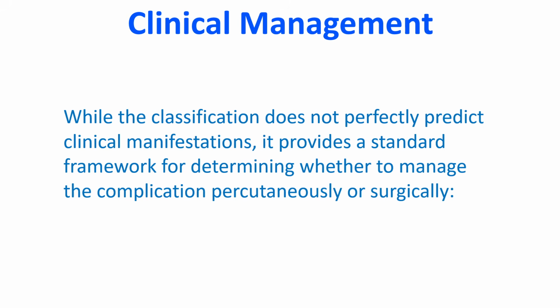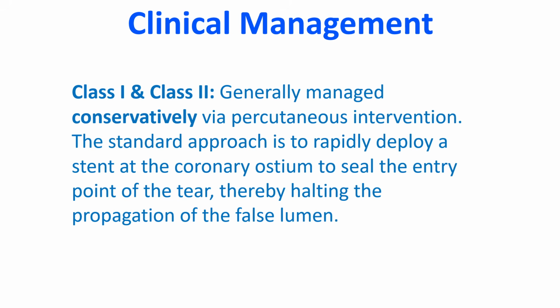While the classification does not perfectly predict clinical manifestations, it provides a standard framework for determining whether to manage the complication percutaneously or surgically. Class 1 and 2 are generally managed conservatively via percutaneous intervention. The standard approach is to rapidly deploy a stent at the coronary ostium to seal the entry point of the tear, thereby halting propagation of the false lumen.